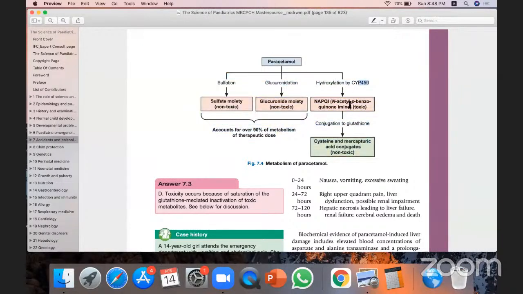But when the child takes toxic doses, this is the main culprit for liver injury. If you give N-acetylcysteine, there will be conjugation and production of cysteine and mercapturic acid. Give it a star mark. They are non-toxic conjugated forms, and they will be eliminated by the kidney. Any question until now?